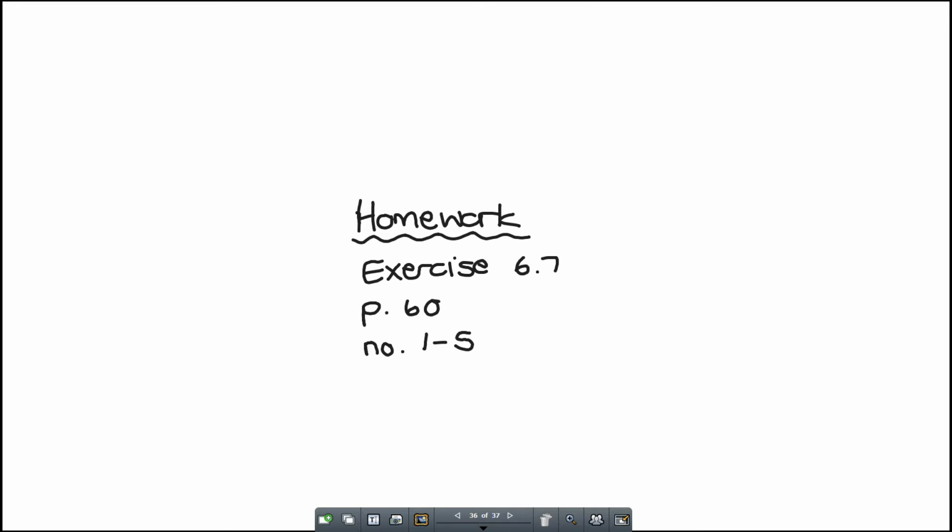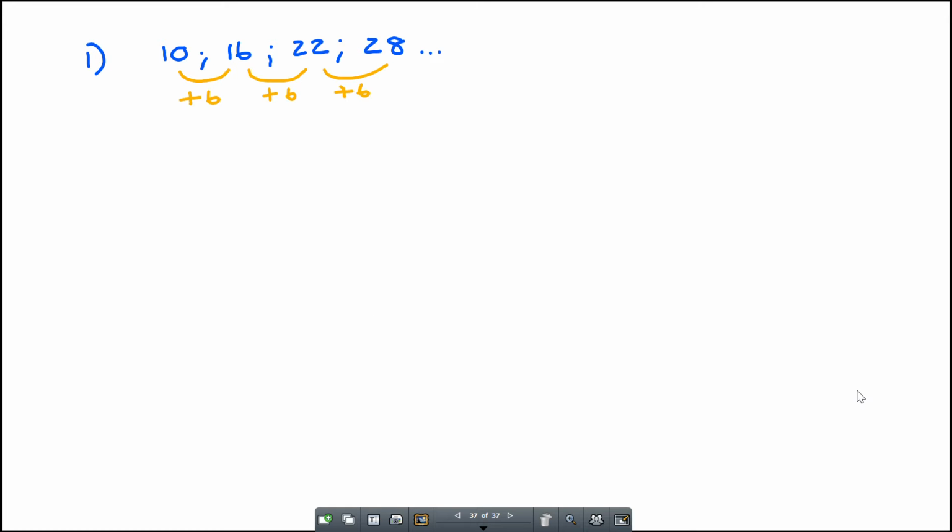Let's quickly mark exercise 6.7. Thank you. Okay, so at number 1, you saw that we had to add 6 every time. So therefore, I knew that I would have term n is equal to 6n, but now I don't know if I would be adding something or subtracting something after that.